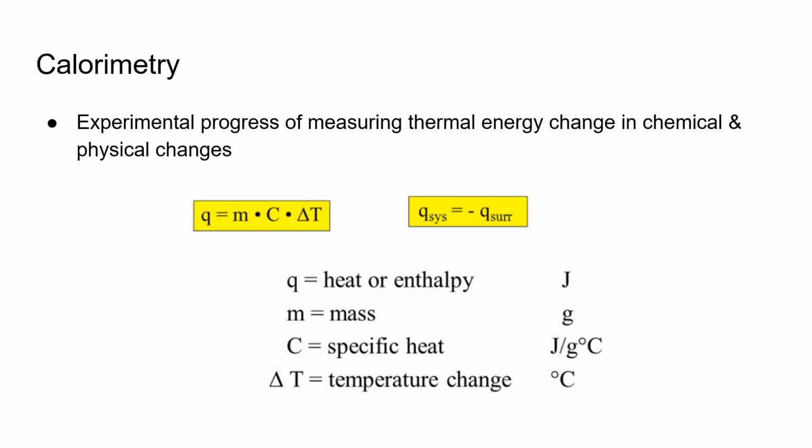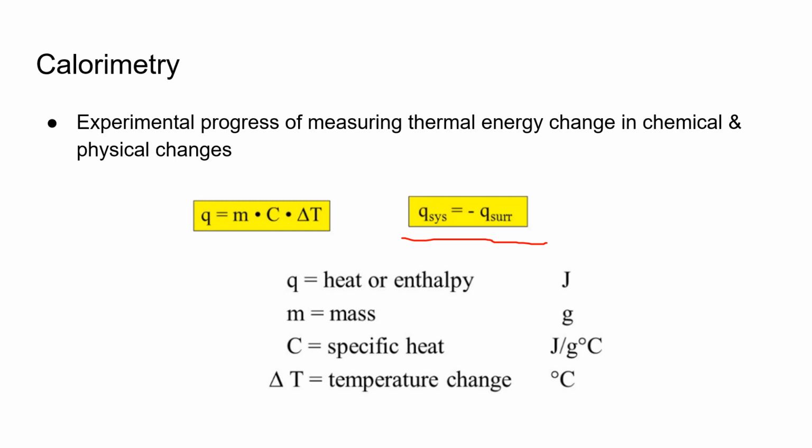The chemical reaction is the system, the water is the surroundings or the environment, and the calorimeter is the universe. Furthermore, the heat lost by the system is gained by the environment, or we can represent it by this equation over here, which is Q system equal to negative Q environment or surroundings.